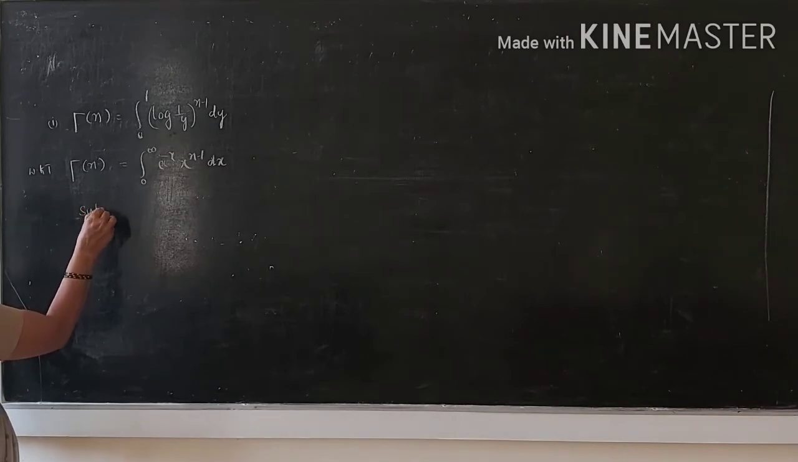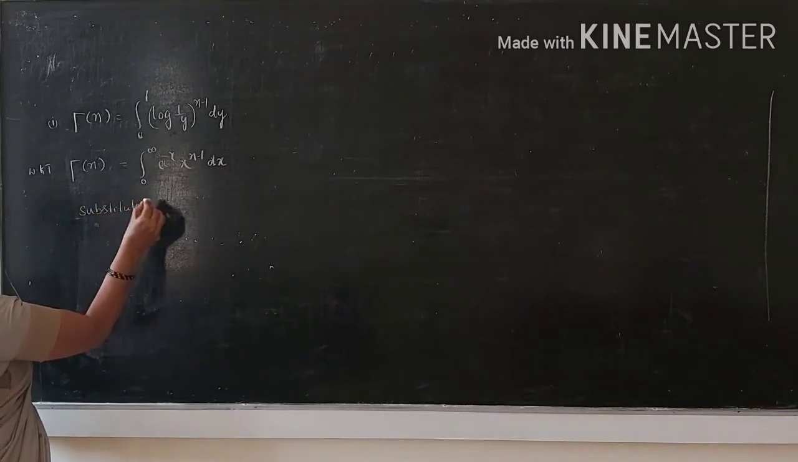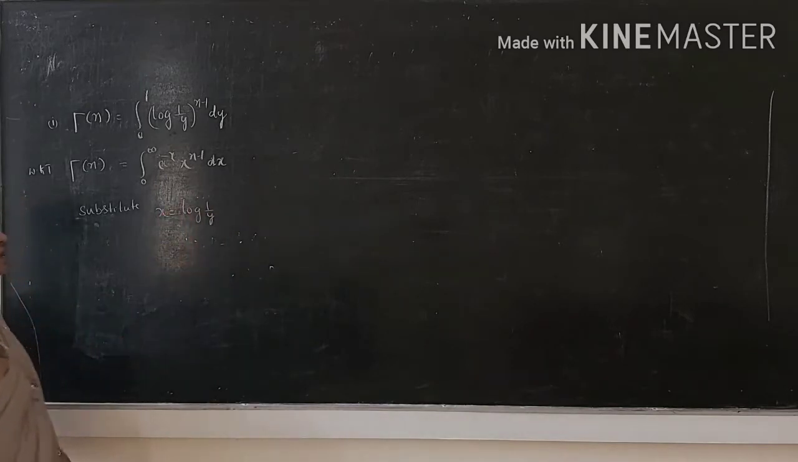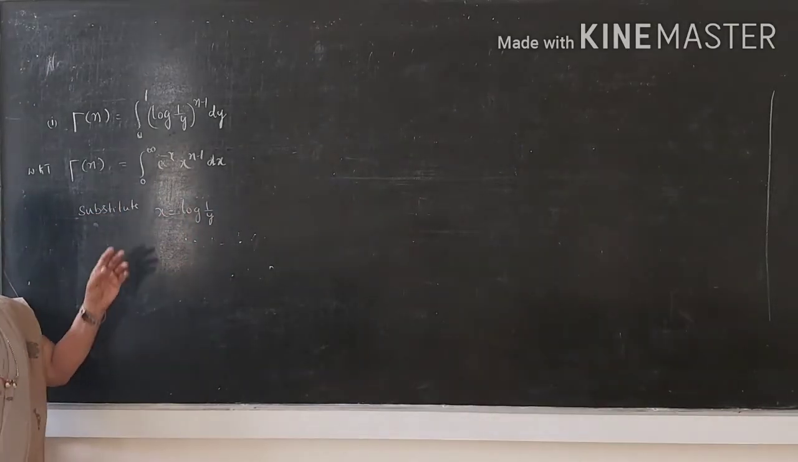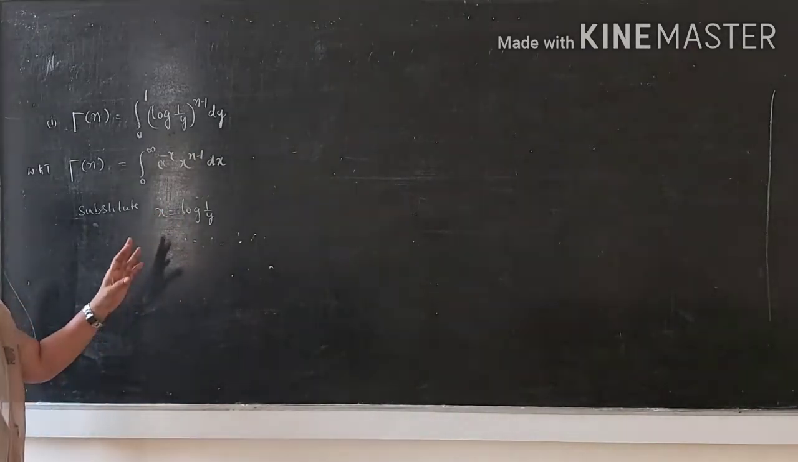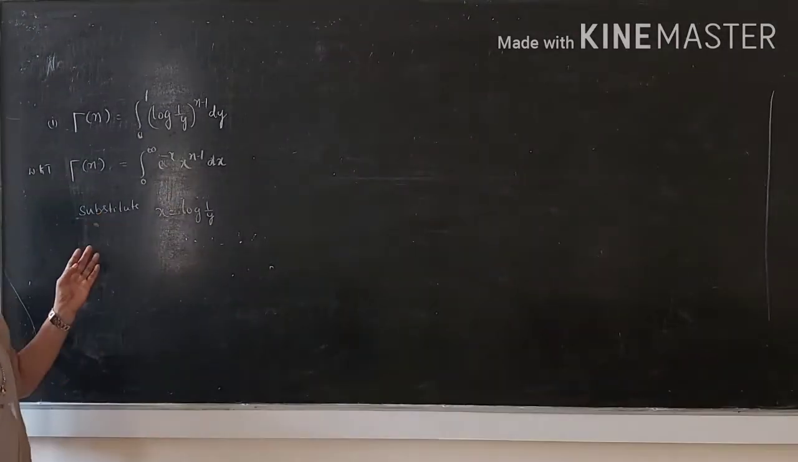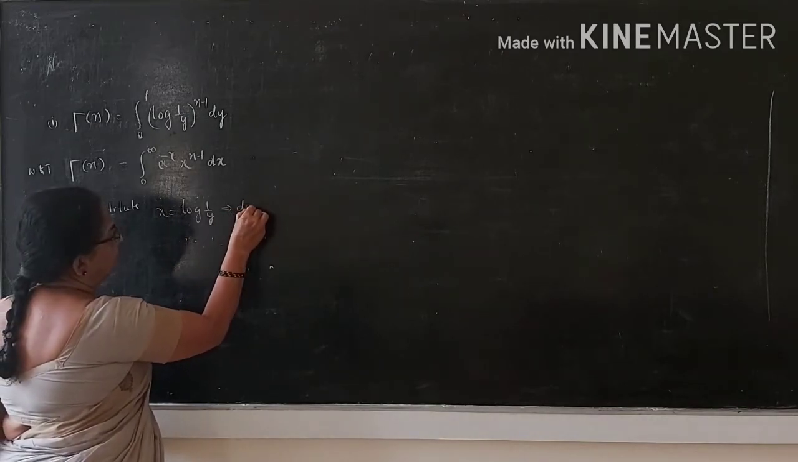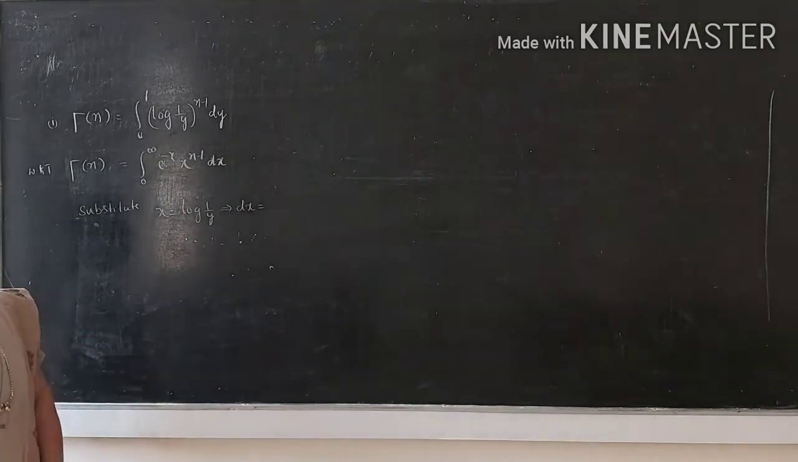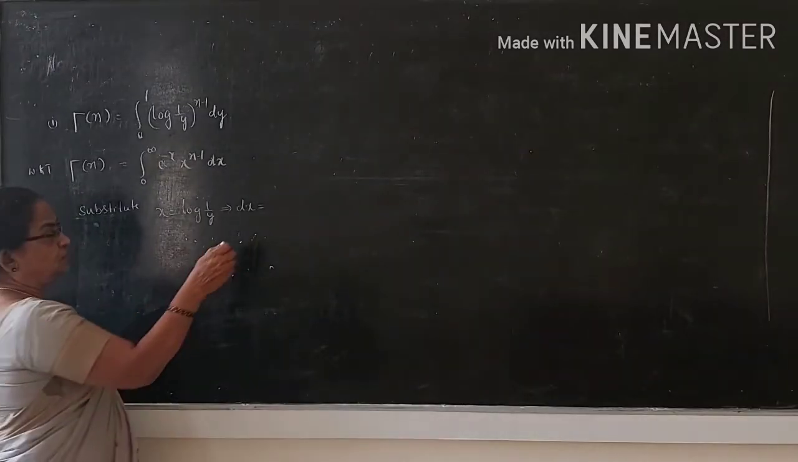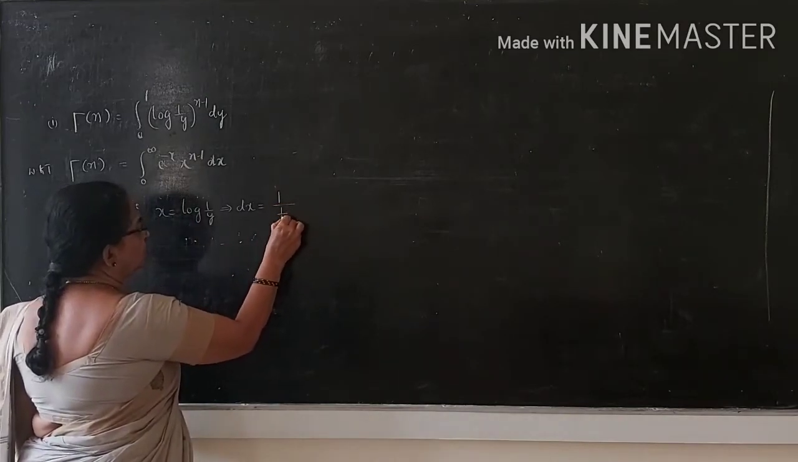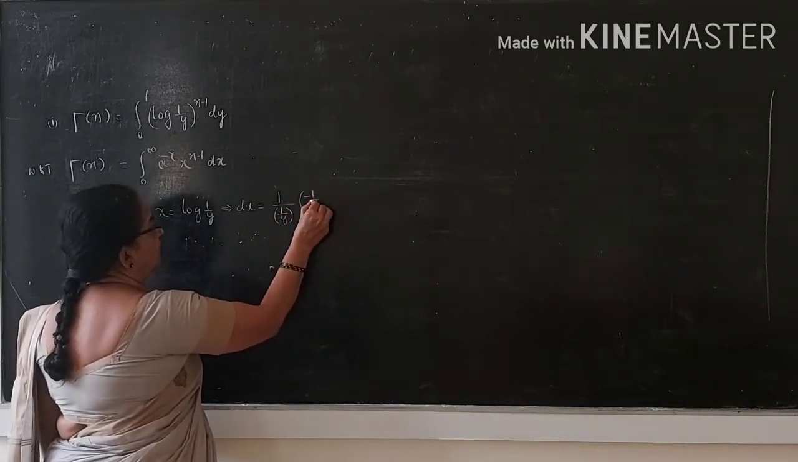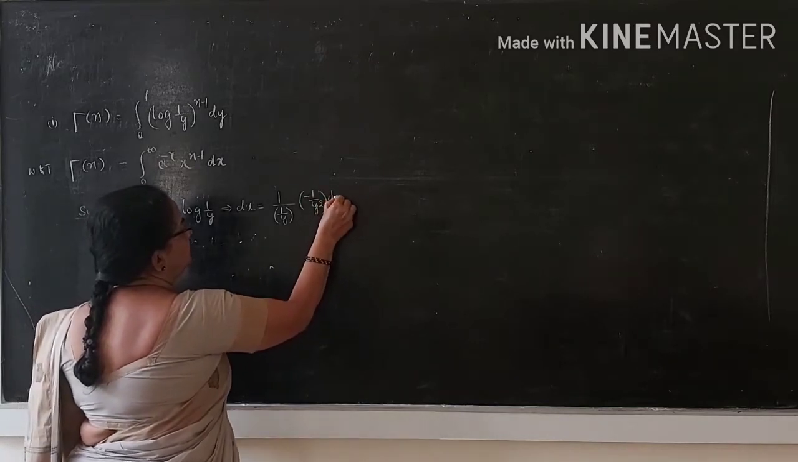Therefore, I substitute x is equal to log of 1 by y. While solving a definite integral, if I replace the variable by some other substitution, I need to find the derivative of that and also change the limits. So if x is equal to log of 1 by y, dx is the differentiation of this log. Differentiation of the log function is 1 over the denominator, that is 1 over 1 by y. Since 1 by y is still a function of y, I differentiate that: minus 1 by y square into dy.